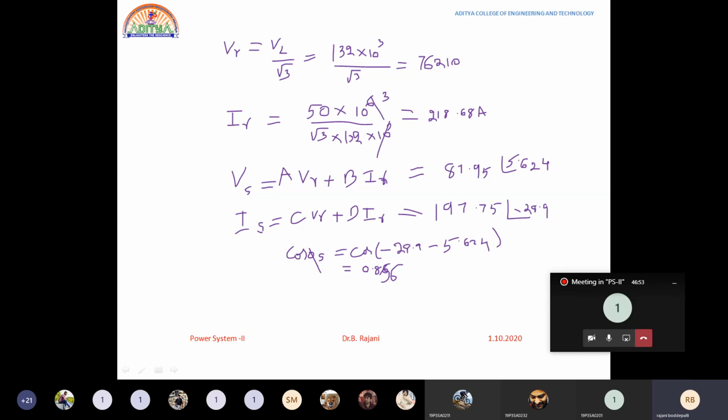Okay, once after knowing the value of cos phi s, what you have to do? You have to find the sending end power. What is the sending end power we have to find? See here, this is the sending end power.